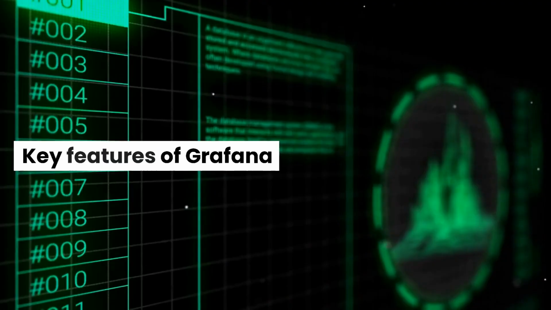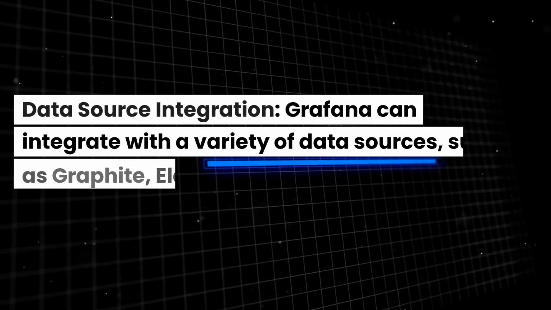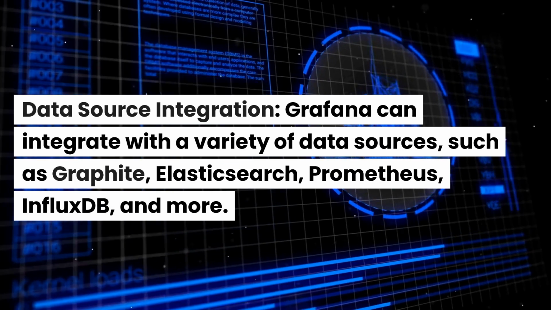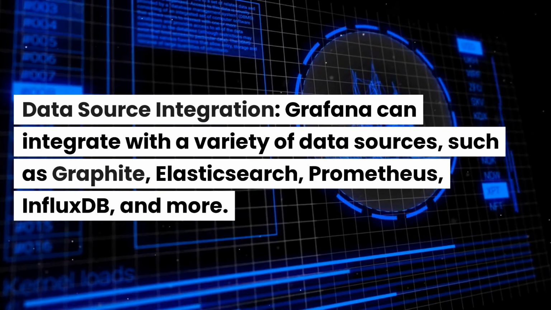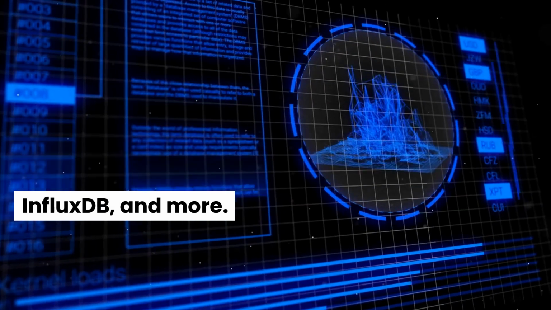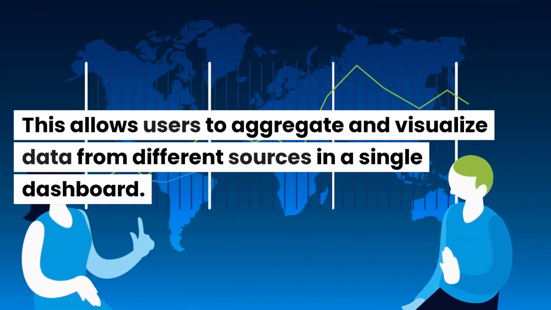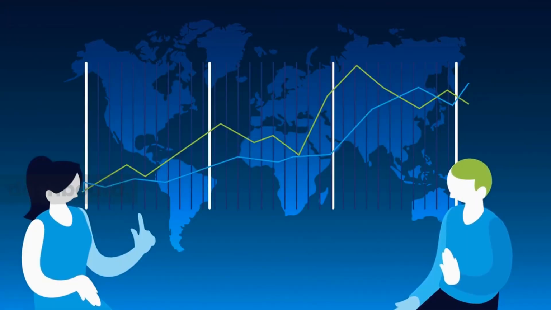Key features of Grafana. Data source integration. Grafana can integrate with a variety of data sources, such as Graphite, Elasticsearch, Prometheus, InfluxDB, and more. This allows users to aggregate and visualize data from different sources in a single dashboard.